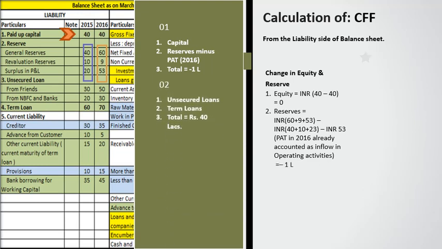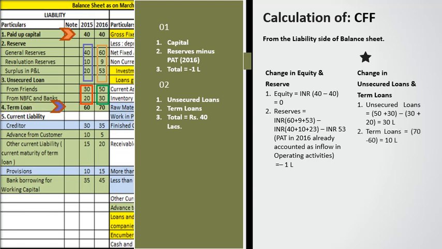Next we look at the change in unsecured loans and term loans. Unsecured loans equals rupees 50 lakhs plus 30 lakhs in March 2016 minus rupees 30 lakhs plus 20 lakhs in March 2015 equals rupees 30 lakhs. Term loans equals rupees 70 lakhs in 2016 minus rupees 60 lakhs in 2015 equals rupees 10 lakhs.